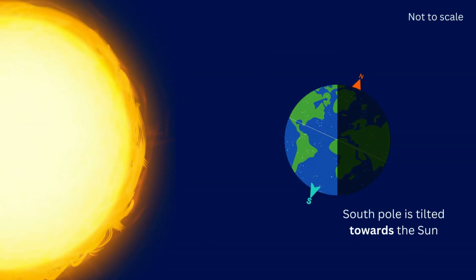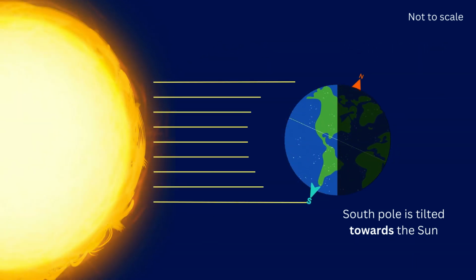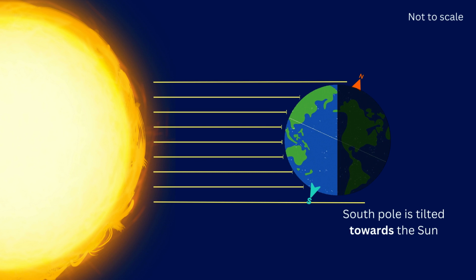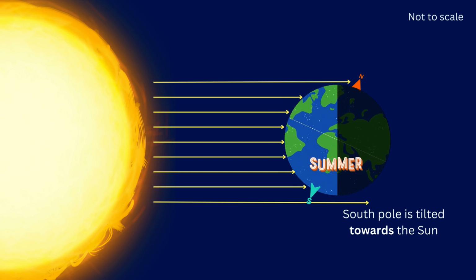The parts of the Earth that tilt towards the Sun receive sunlight for more hours of the day. The light is also more direct and less spread out, which provides more heat. So parts of the world tilted towards the Sun have longer, warmer days, which we call summer. The parts of the world tilted away from the Sun have shorter, cooler days, which we call winter.